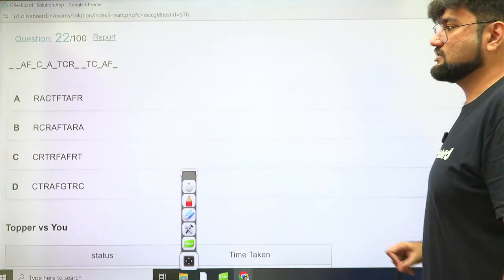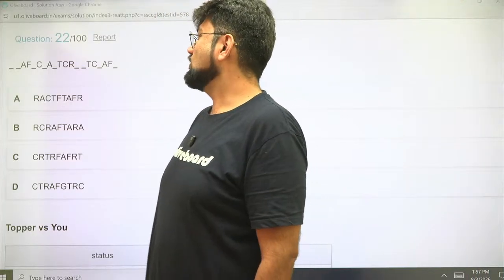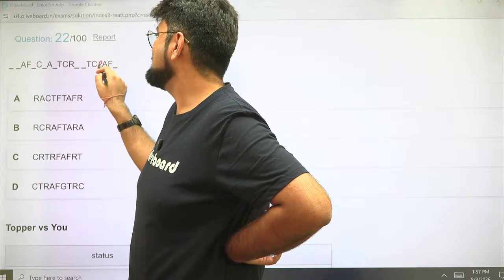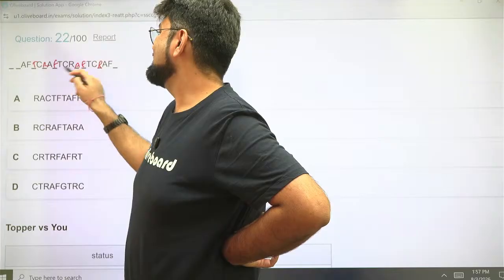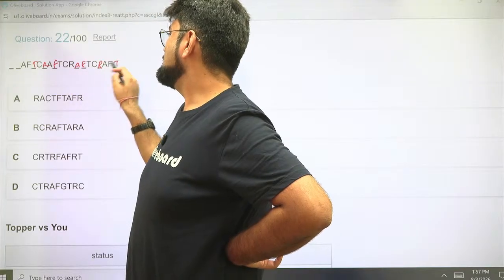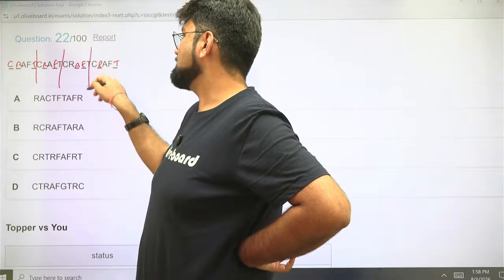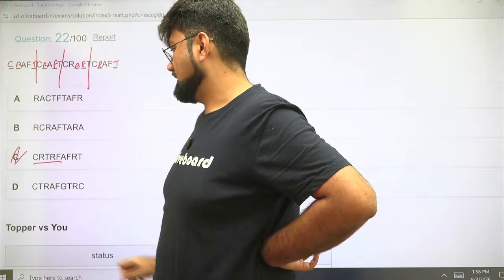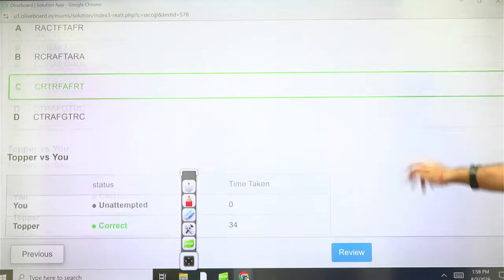Again, which letters sequence will complete the series? There is obviously a repeat pattern going on. TCR dash dash TCR. If I continue here, TCRAF. So is it TCRAF? What is the logic? Craft. CRTRF. Option C is the right answer. Okay. 34 seconds. Next.